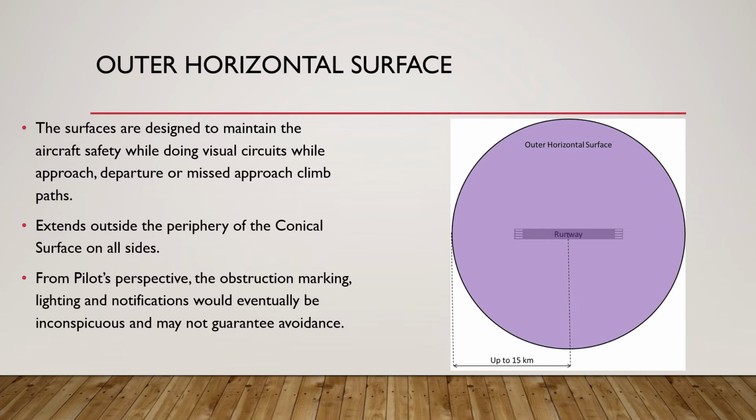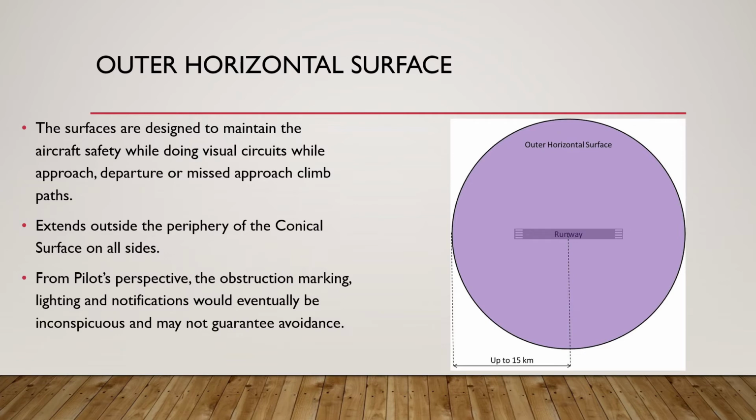So these surfaces are designed to maintain the safety of the aircraft when the aircraft is carrying out a visual circuit during approach, departure, or while carrying out a missed approach climb. This extends outside the periphery of the conical surface on all sides.